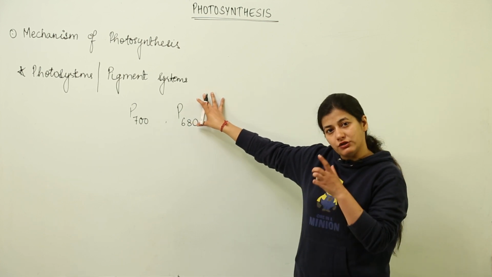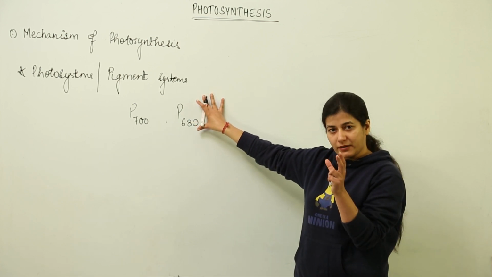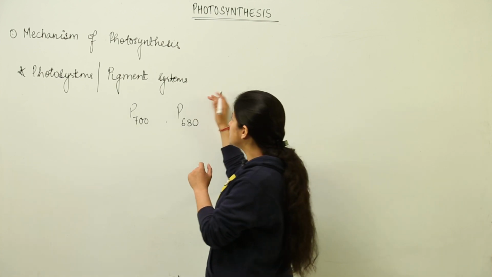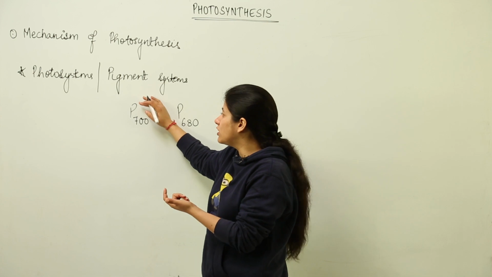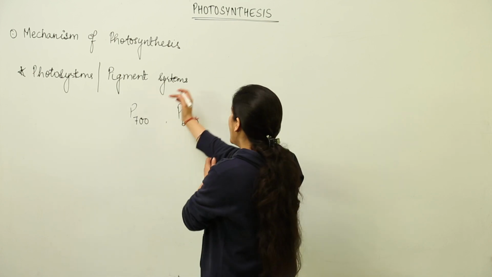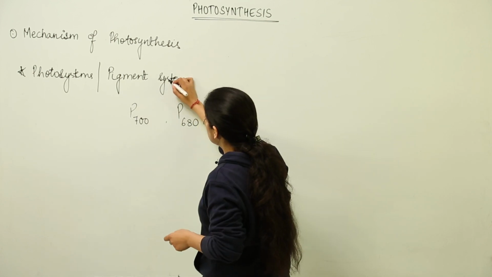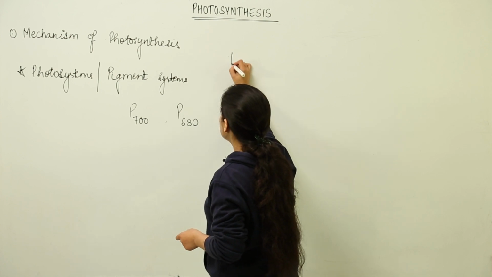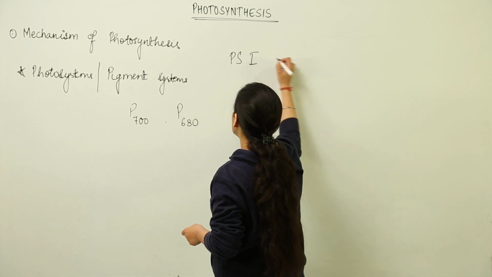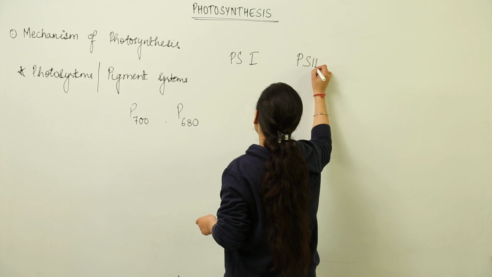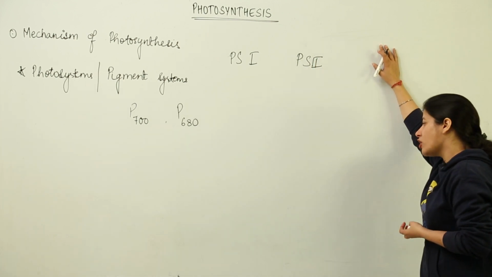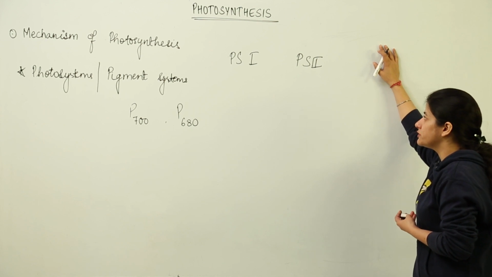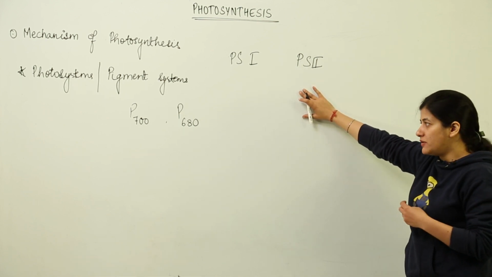Now in the case of pigment systems, we have two pigment systems. One is photosystem. We don't use the term pigment system that commonly, we use photosystem, and that would be used in your lessons by me. Photosystem 1 and photosystem 2. These are the two systems in which the form in which the photosynthetic unit would be present, PS1 and PS2.